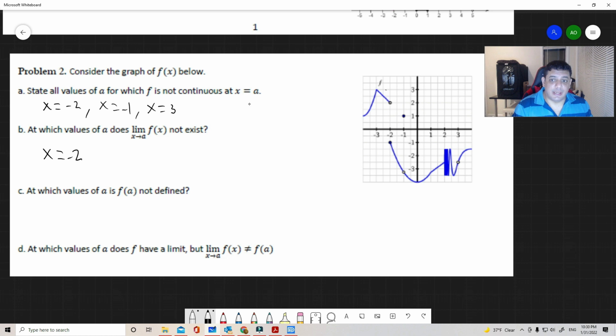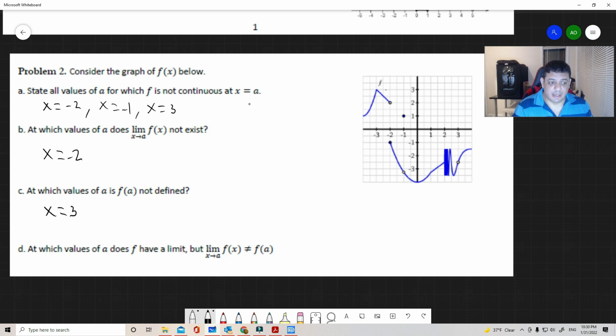Now, at what point is f of a not defined? From what we can see, f of a is not defined at x equals 3. It's the only point that doesn't have any definition. This has a definition, this has a definition.